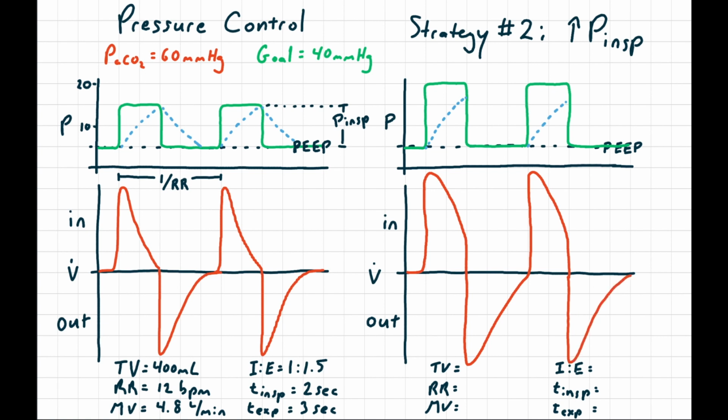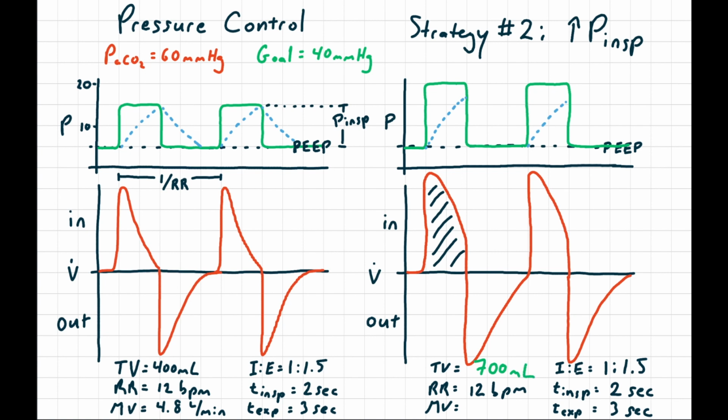So how do our numbers look? Respiratory rate is still 12 breaths per minute. I/E ratio is still 1 to 1.5. Inspiratory time and expiratory time remain the same. And the tidal volume, there's no easy way to calculate. In real life, you would try different pressures and let the ventilator tell you the resulting tidal volumes. But for our purposes, we'll count boxes based on my estimated graph shapes, and we have 1, 2, 3, 4, 5, 6, 700-ish milliliters, probably a bit more than we need.